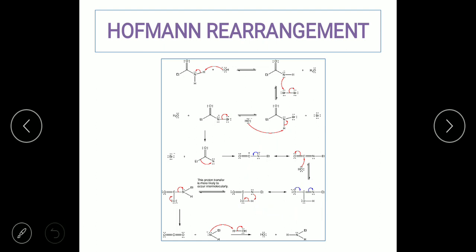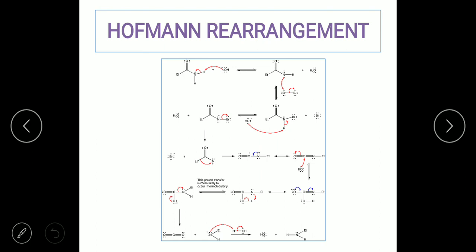Now the N minus is going to grab the proton, H plus, from the OH, and the bond between oxygen and hydrogen moves towards oxygen to give a negative charge on oxygen. Now there has to be the elimination of carbon dioxide. The negative charge on oxygen moves towards the carbon to give a CO2 group that is eliminated. The nitrogen was forming 3 bonds: one with carbon, one with the R group, and one with hydrogen. Now the bond between the carbon and nitrogen is broken, and the lone pair moves towards the nitrogen to give N minus.